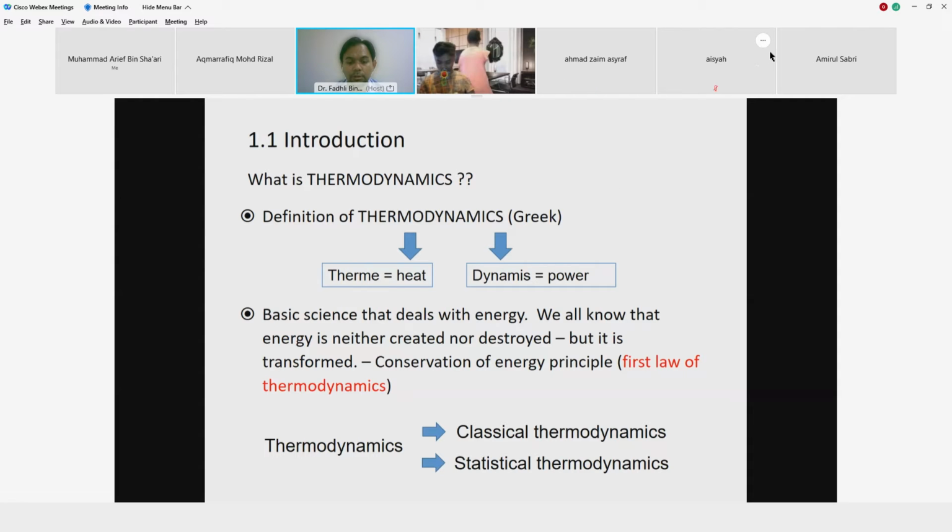So basically, thermodynamics can be classified into 2 types. The first is classical thermodynamics. The second one is statistical. For our level, we focus on classical thermodynamics. Statistical is more on advanced level. So later on, if you proceed your study from one level to another level, then you will learn statistical thermodynamics.